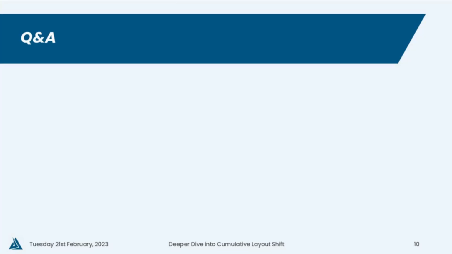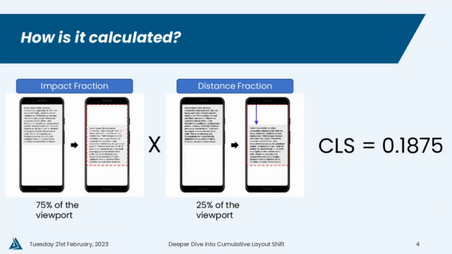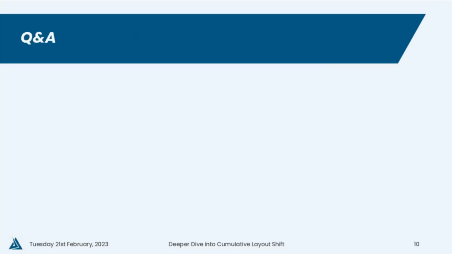Yeah, viewport is a huge part of what affects the score when it comes to the impact fraction right here. So that's why mobile devices will usually see a lot more severe cases of CLS issues than we would necessarily on a desktop device.